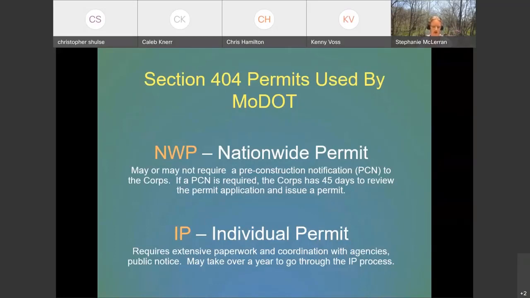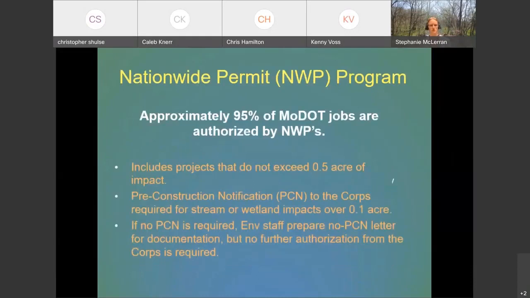And then on the other hand are the individual permits, and those are required for projects that have much more significant impact. They don't fall under the thresholds that are defined in a nationwide permit. So these are projects that are larger, more impactful, and the time it takes to obtain one of those permits is a lot longer than for nationwide.